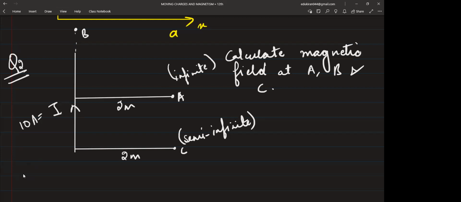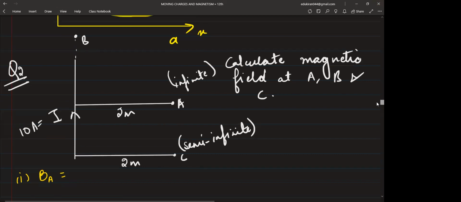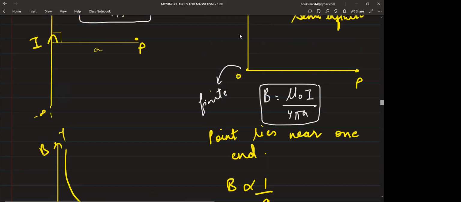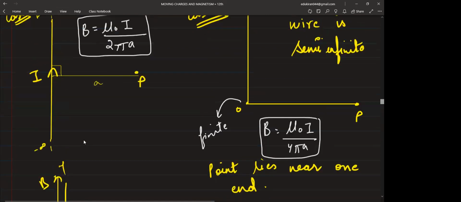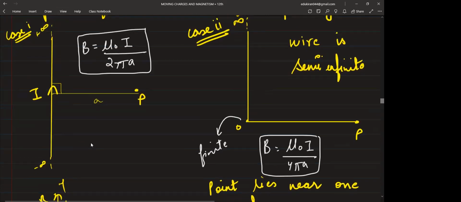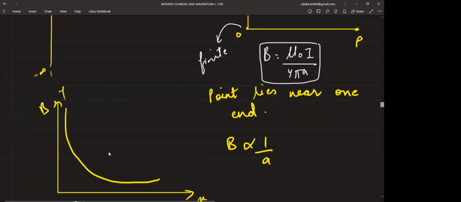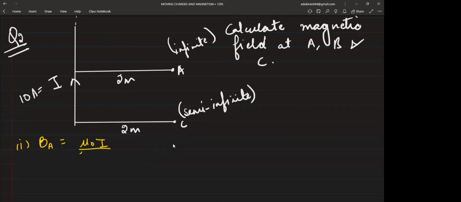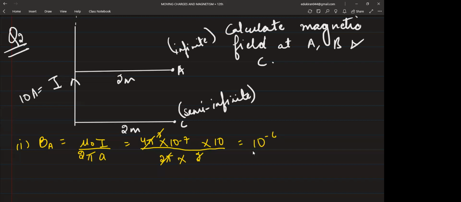Okay. So see, in the first part, when we are calculating magnetic field at point A due to the wire, this is acting as infinite, right? And what was the formula for infinite? Mu naught I by 2 pi A. Here it will be mu naught I by 2 pi A. Mu naught is equal to 4 pi into 10 to the power minus 7, current I is 10, this is 2 pi, and distance A is 2 meters. So 2, 2 gets cancelled. This is equal to 10 to the power minus 6.